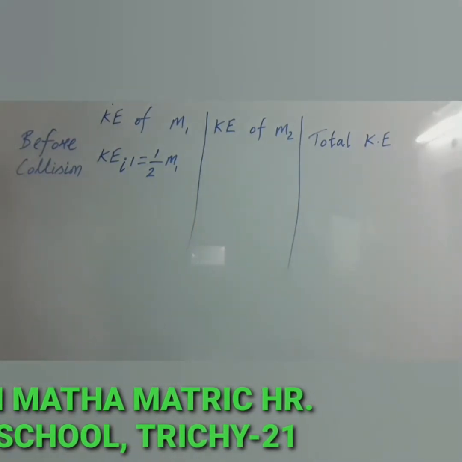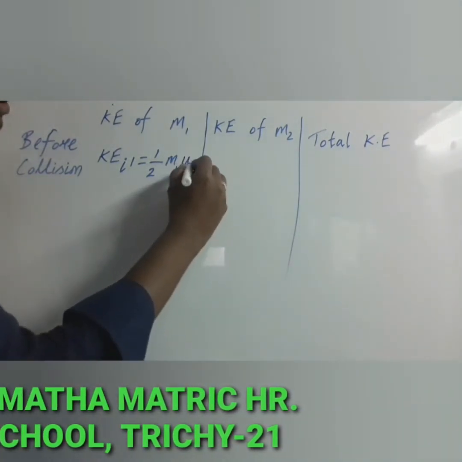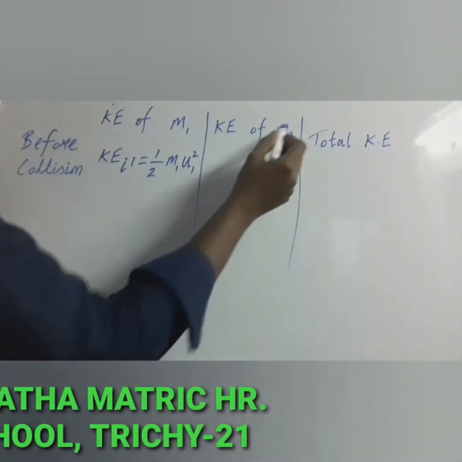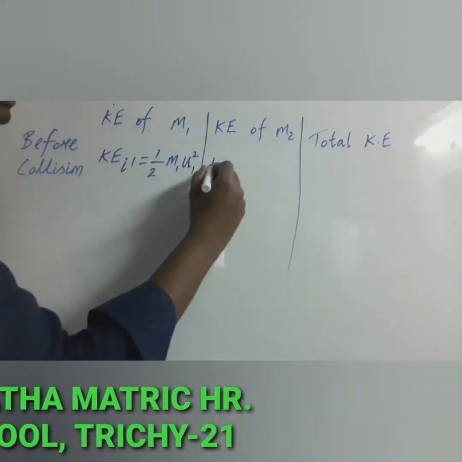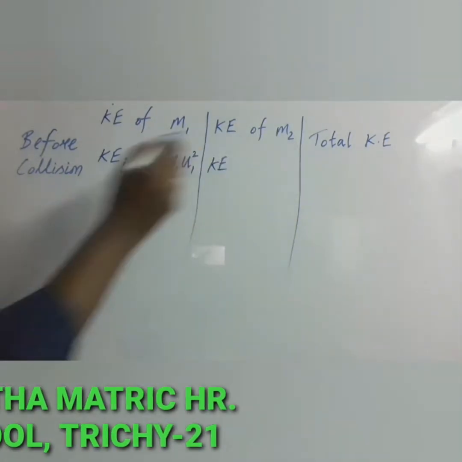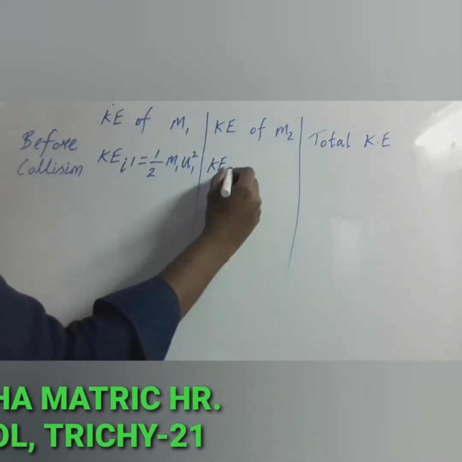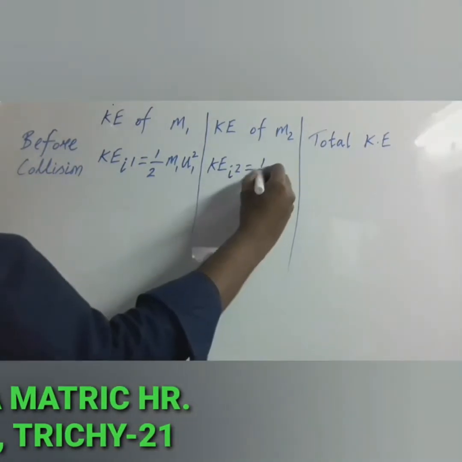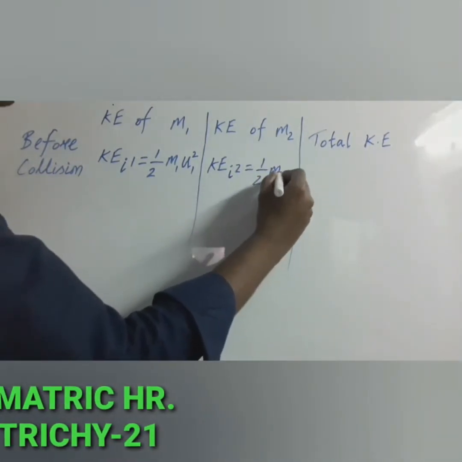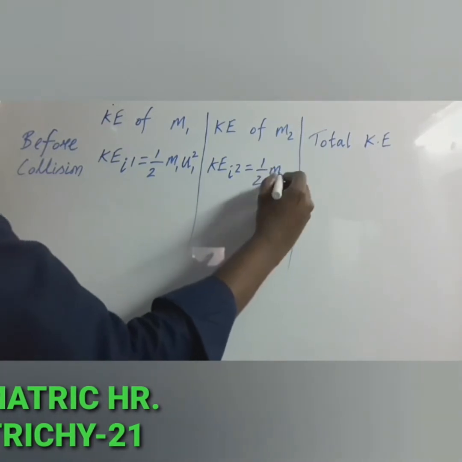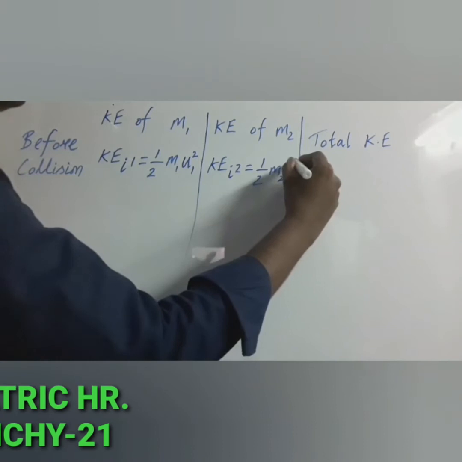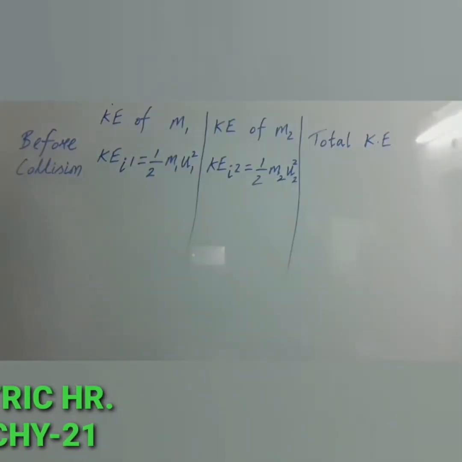What is the letter for initial velocity? u1. So u1 square. Likewise, kinetic energy of the second mass we can write. So kinetic energy of the second mass before collision, once again initial value KEI, that is for the second mass, so KE2 can be written: 1 by 2 m2, before collision that second mass is moving with the initial velocity u2. So u2 square.